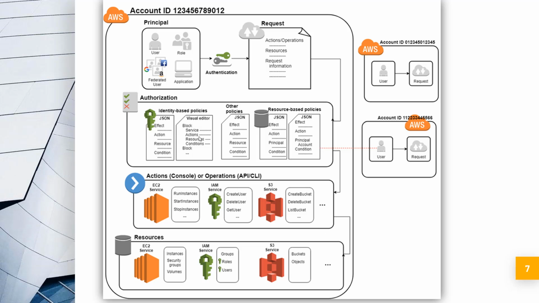With IAM, you can also have cross authentication. So you can have IAM users created over here who can then manage resources in other AWS accounts. And that's what is depicted over here with these diagrams.